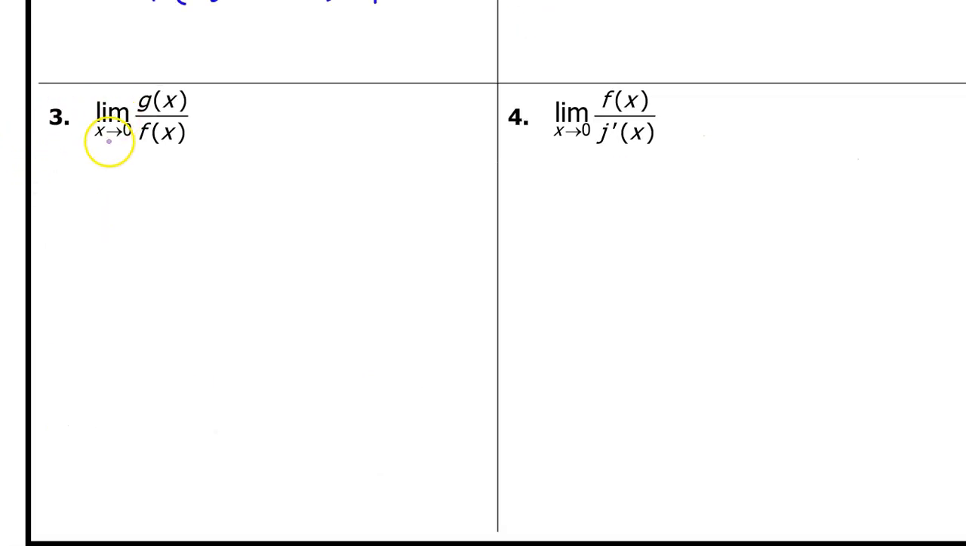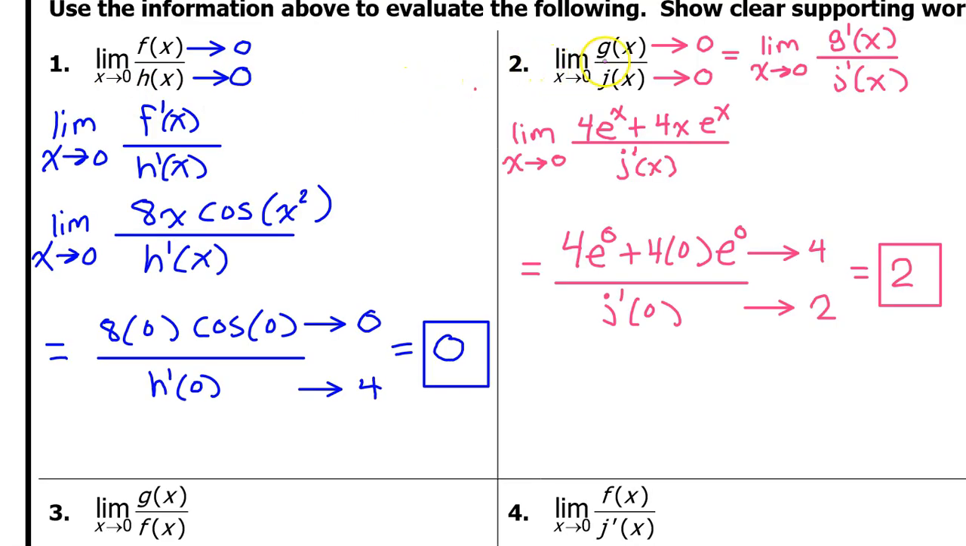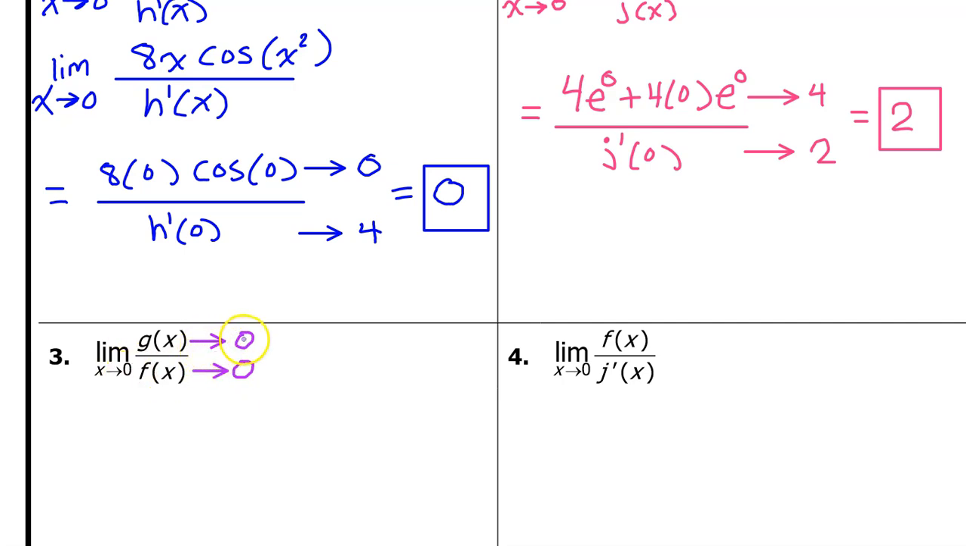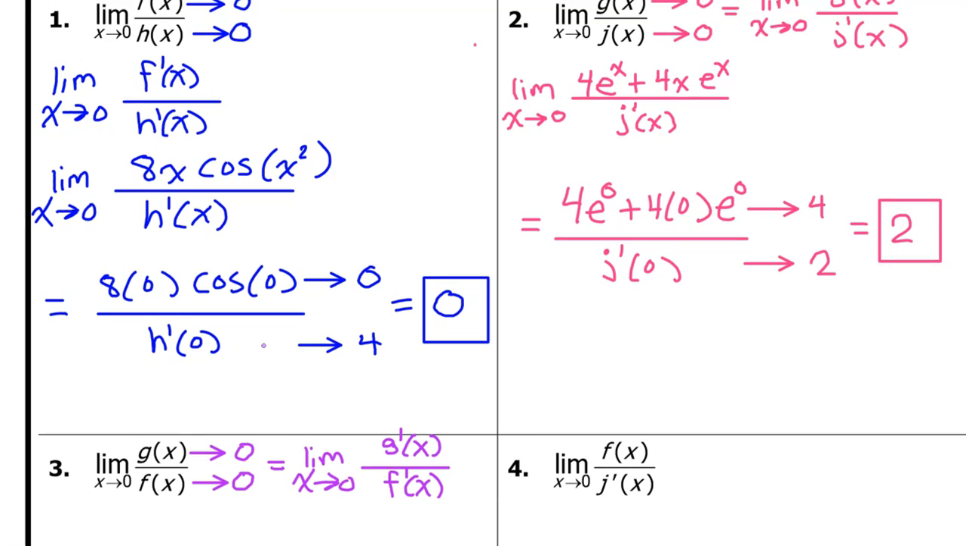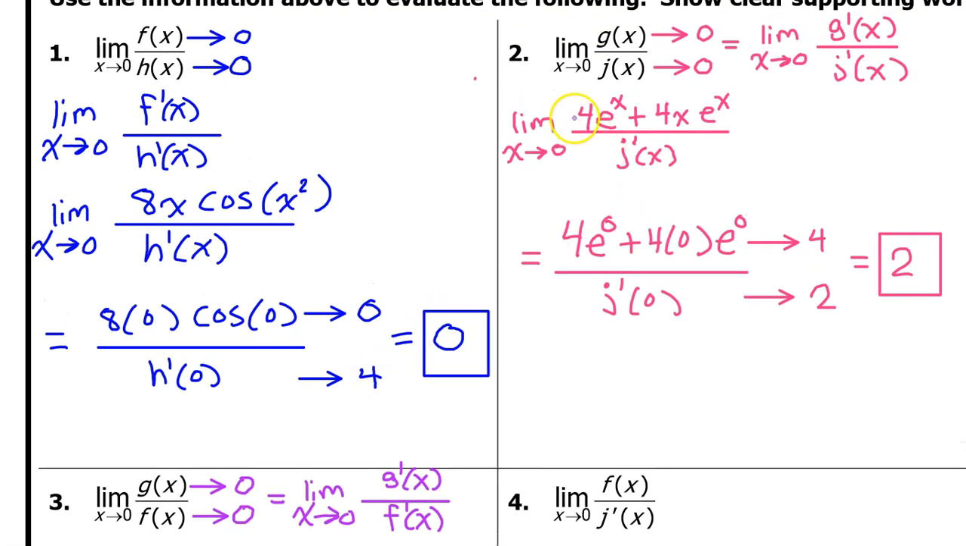Number 3, let's find the limit as x approaches 0 of g over f. We have already established that direct substitution gives 0 for g and 0 for f. Just don't forget to write arrow 0 before you employ L'Hopital's rule, which says the limit as x approaches 0 of g prime over f prime will be equivalent to the original limit. We already found the value of g prime, which is right here, and f prime, which is right here. So I'm just going to copy these expressions down.